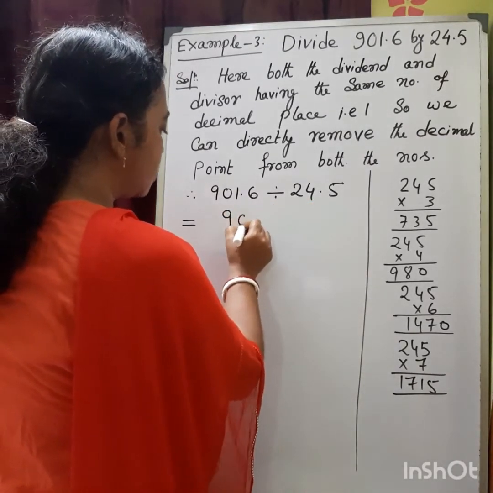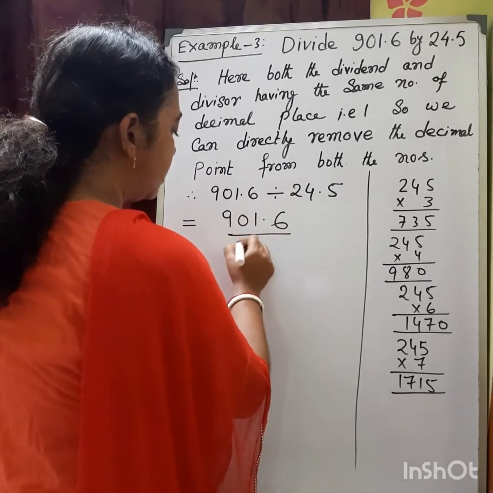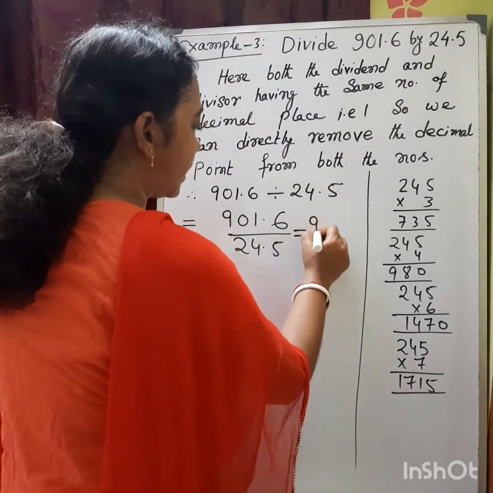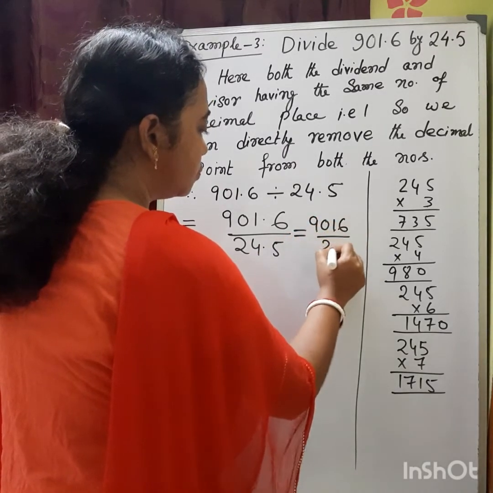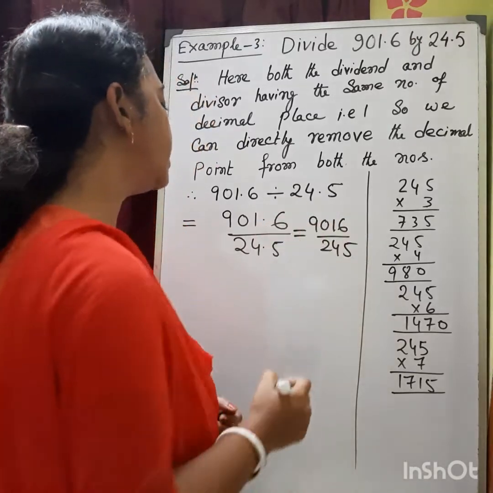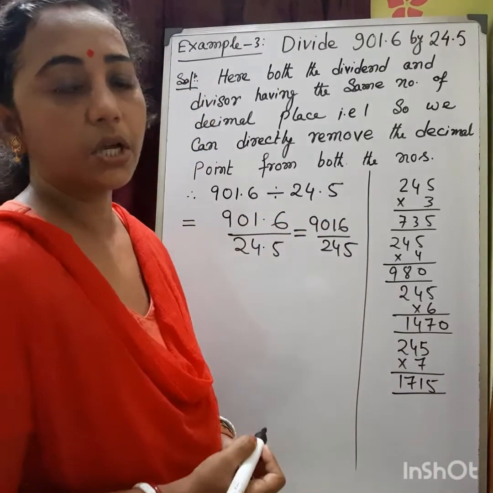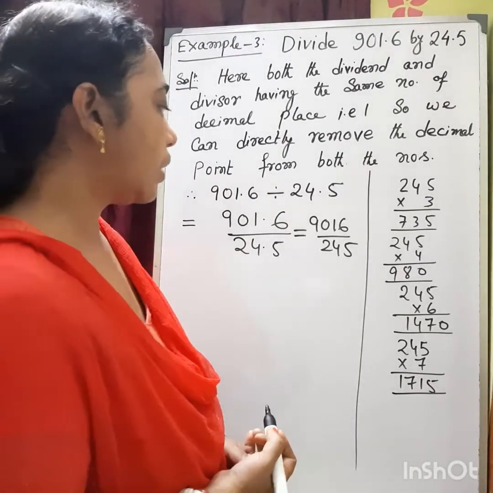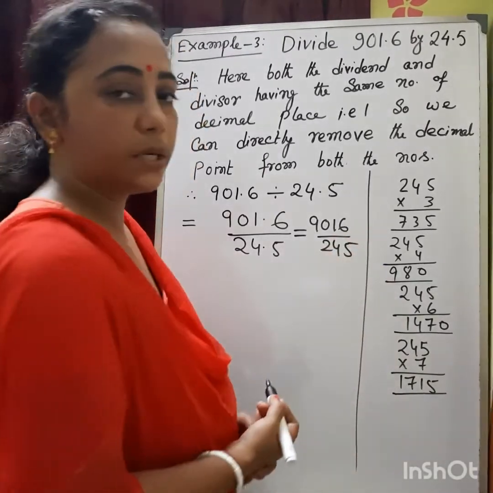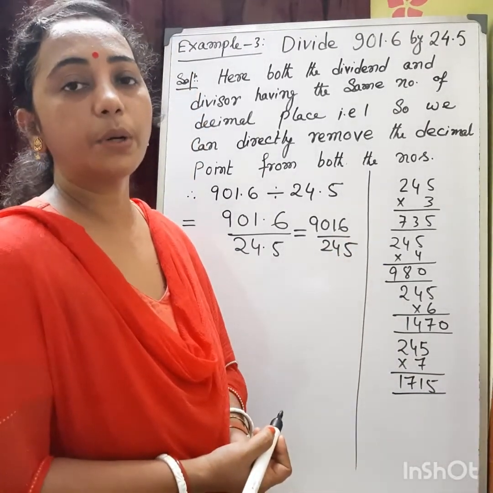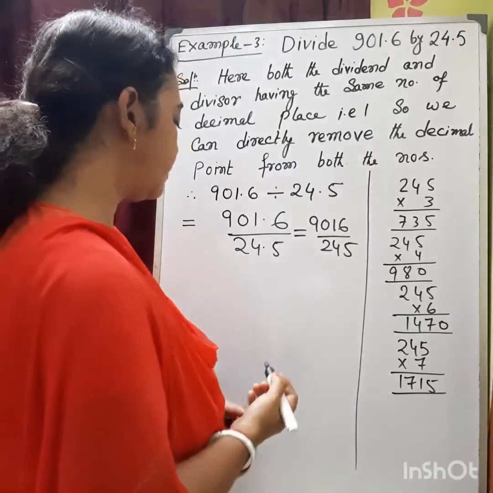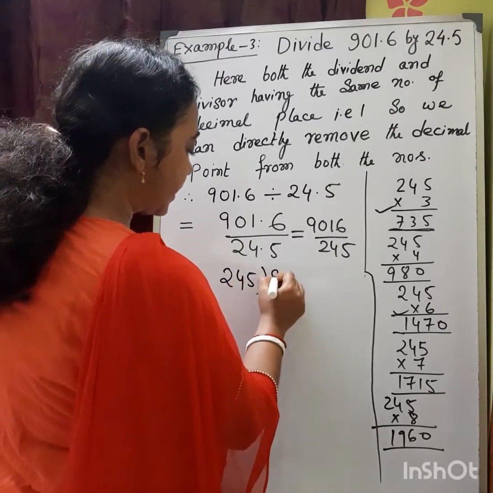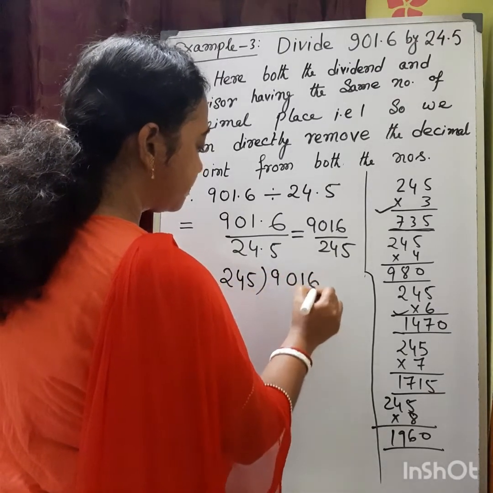So we can write 901.6 by 24.5, and this we can directly write as 9016 by 245, by removing the decimal point from both, since both have the same number of decimal places. Now we are getting both whole numbers. So now we know how to divide a whole number by another whole number. So let us divide them. So in place of the divisor we write 245, and in place of the dividend we write 9016.